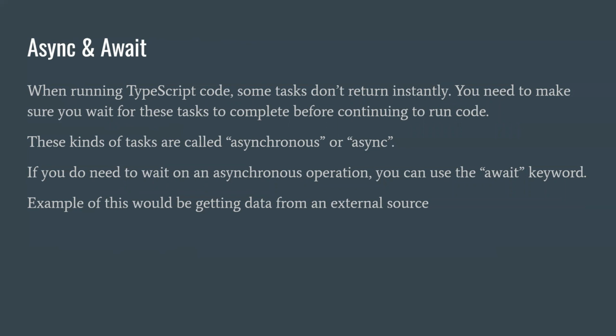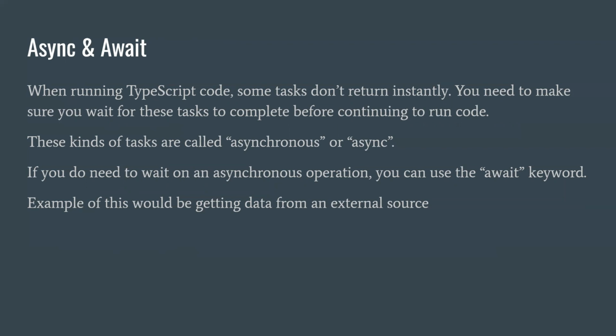So what you can do is use async and await. You can define a function as asynchronous using the async keyword. And we'll look at an example in the next slide. And then whenever you want to make sure you wait for a function to finish executing, you use the await keyword next to that function.